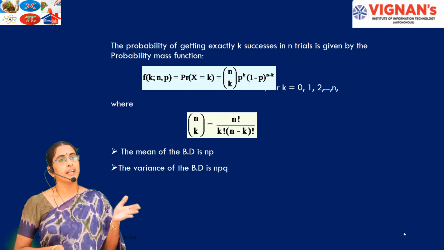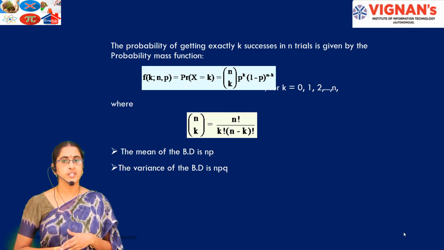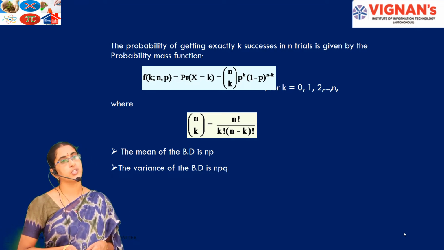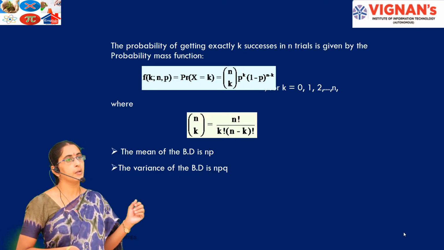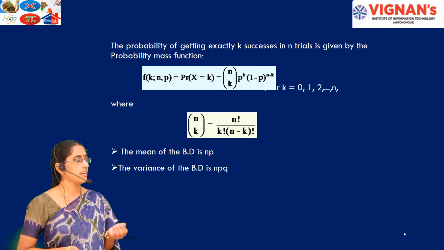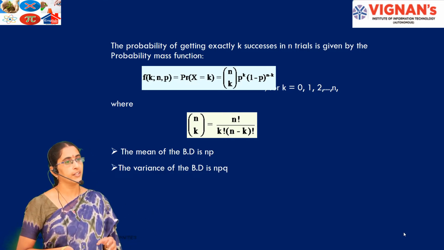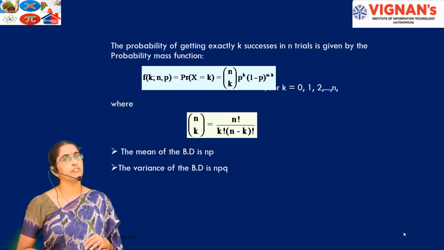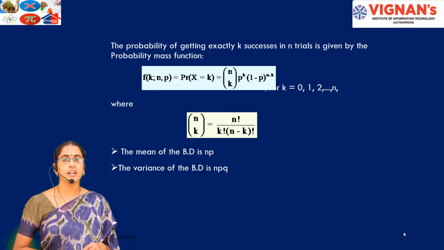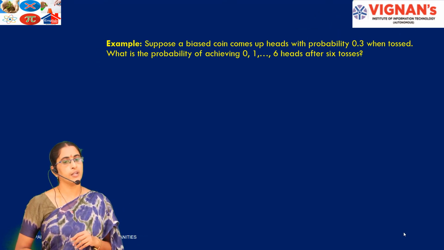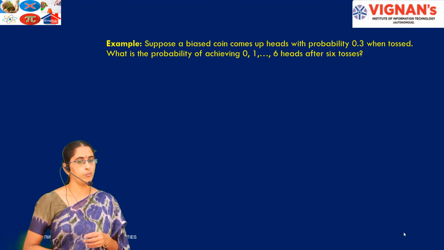Then by applying expectations or by using the moment generating function, we can find the mean of the binomial distribution, that is, the mean is np, number of trials into probability of success, and the variance is npq, that is, number of trials into probability of success into probability of failure. So by using this mean and variance of the distribution, we can interpret the random experiment here. So let us see some problems also, right?